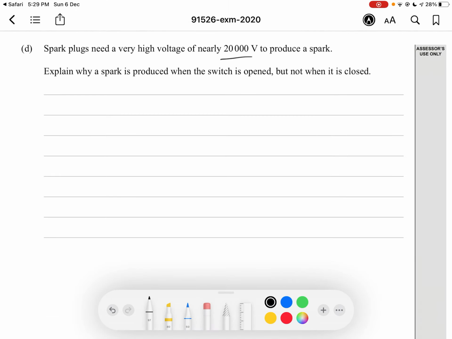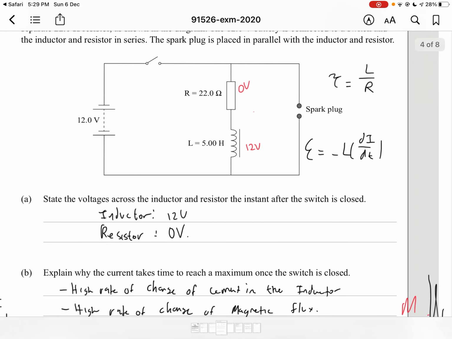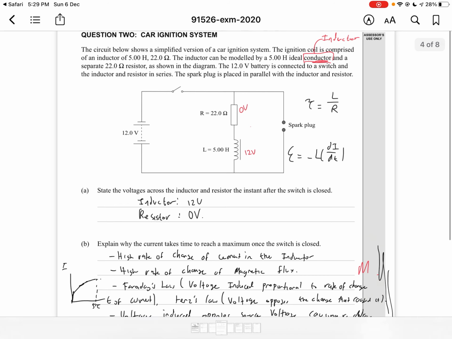For a spark to be produced, it needs 20,000 volts. But since it's going to be a very high time constant, it's going to be unable to induce such a high voltage. You can link that to the battery being connected to the inductor, which means that the maximum voltage induced by the inductor is actually just the 12 volts of the battery.